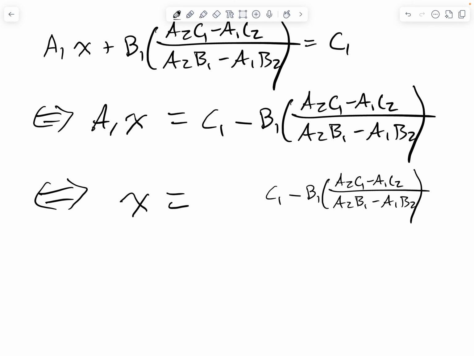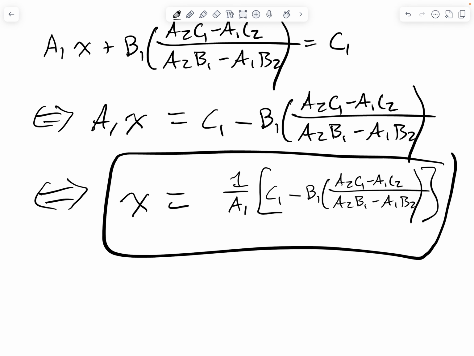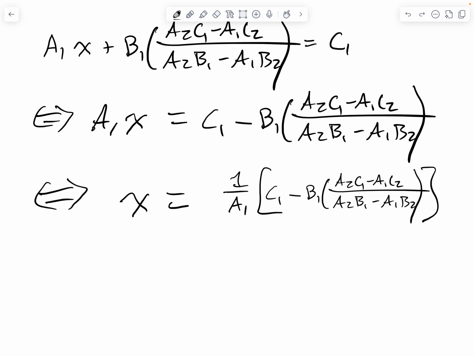Okay. So instead of dividing by this, I'm just going to multiply by 1 over a1. It's the same thing. And that's where the x is. Now that is a long name. Maybe we can rewrite this name in different ways. If you wanted to, you could. But we're done. This is the x. Plug in your a's and b's and c's, and you have the answer.